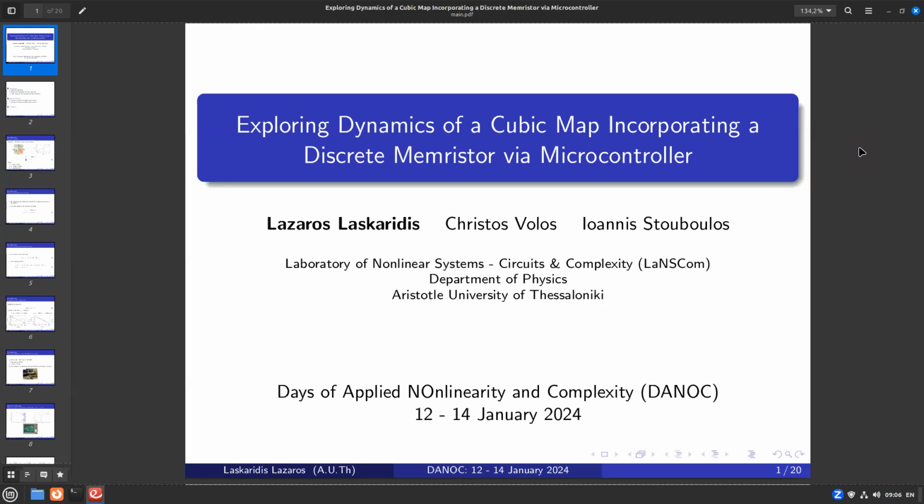My name is Lazaros Laskaridis, and today I will present my work, which is Exploring Dynamics of a Cubic Map Incorporating a Discrete Memristor via Microcontroller. This work has been done with my supervisor, Professor Christos Volos, and also Ioannis Toupoulos at the Laboratory of Nonlinear Systems, Circuits and Complexity, Department of Physics in Aristotle University of Thessaloniki.